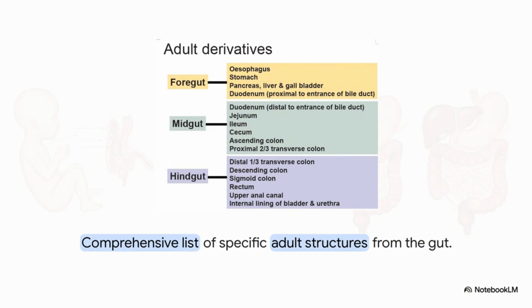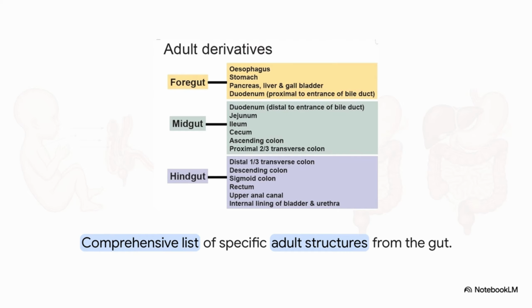The foregut gives rise to the esophagus, the stomach, the pancreas, liver, gallbladder, and critically, the duodenum, but only proximal to the entrance of the bile duct. Then the midgut picks up right from there, from the duodenum distal to the entrance of the bile duct, and gives us the jejunum, the ileum, the cecum, the ascending colon, and precisely the proximal 2/3 of the transverse colon.